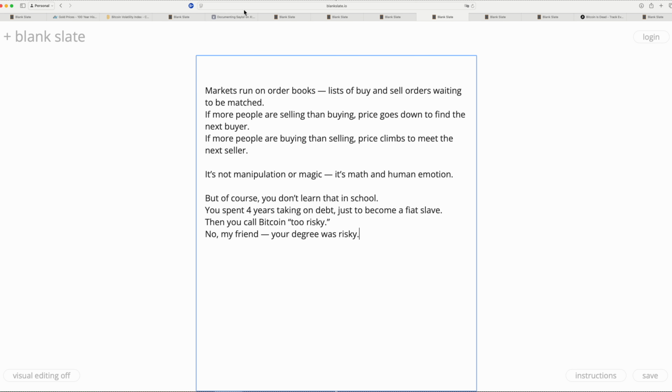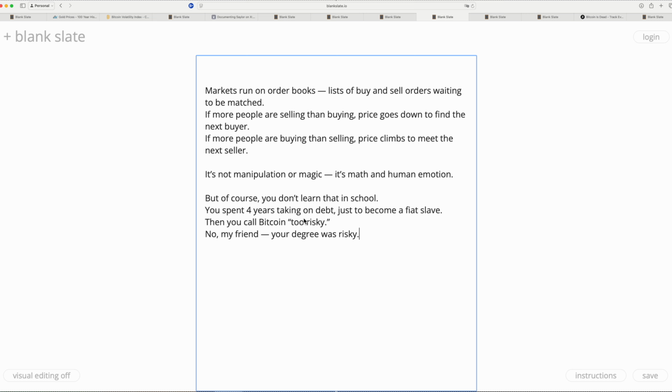Now, again, talking about the markets, they always run on order books, just like any listing on the market. A list of buy and sell orders waiting to be matched. If more people are selling than buying, the price goes down to find the next buyer. If more people are buying than selling, the price climbs to meet the next seller, which is going to increase the price eventually. It's not manipulation or magic, it's just math and human emotion. And again, human emotion and psychology never change. But of course, you don't learn that in school.